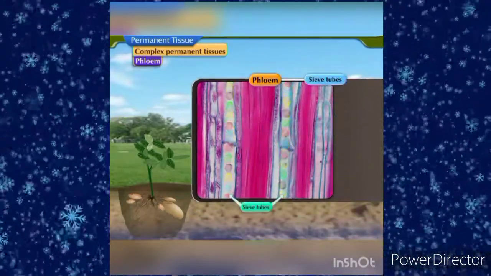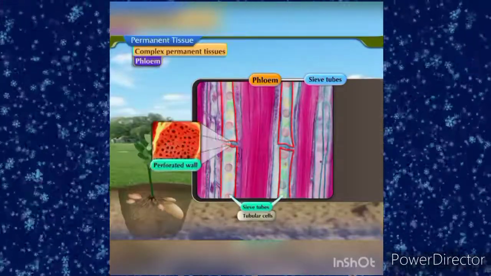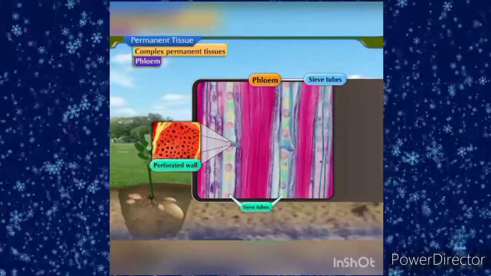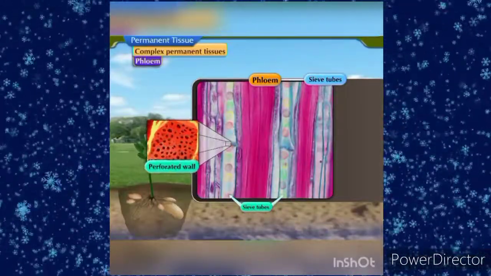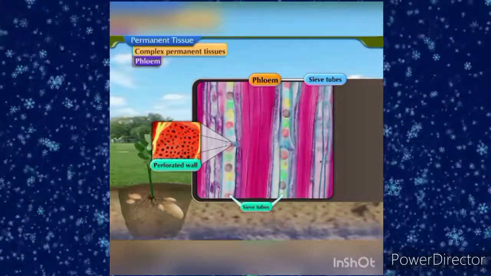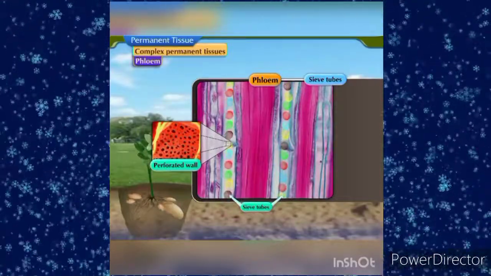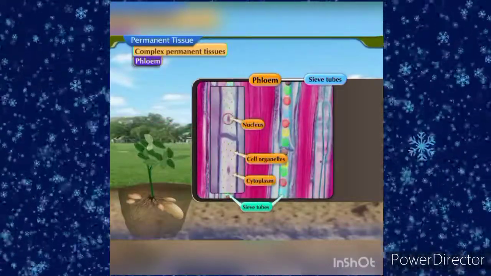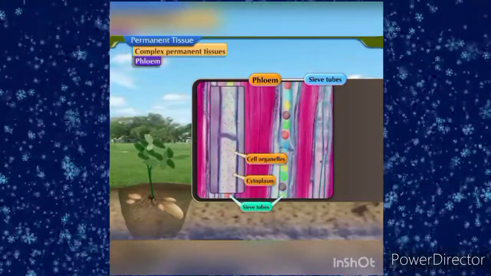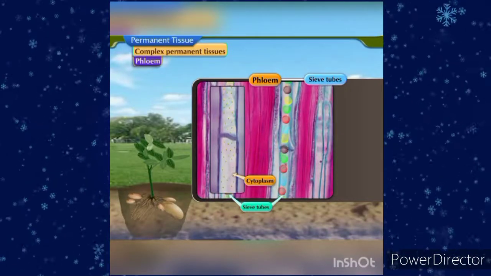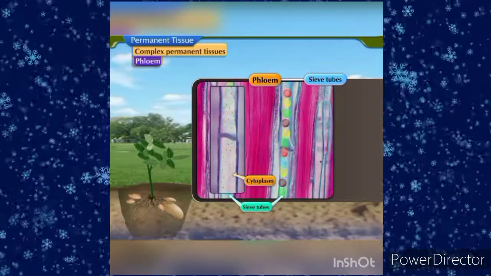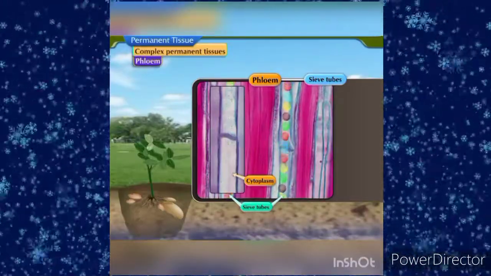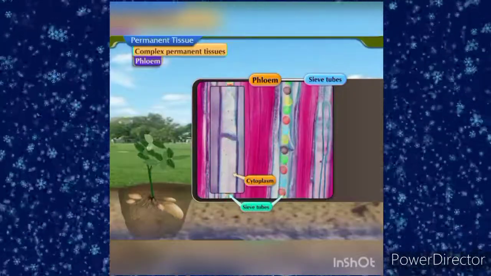Sieve tubes. They are tubular cells with perforated walls and arranged end to end. The end walls of the sieve tubes have perforated walls. Materials move through perforated walls from one adjacent cell to another. As the sieve tubes mature, they lose the nuclei and most of the other organelles in cytoplasm. The remaining cell organelles stick to the inside of the cell wall. The rest of the cytoplasm can move from cell to cell to carry substances.